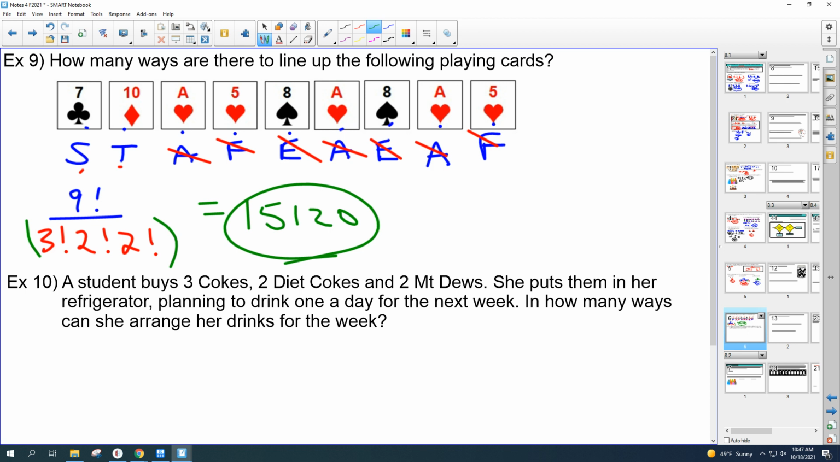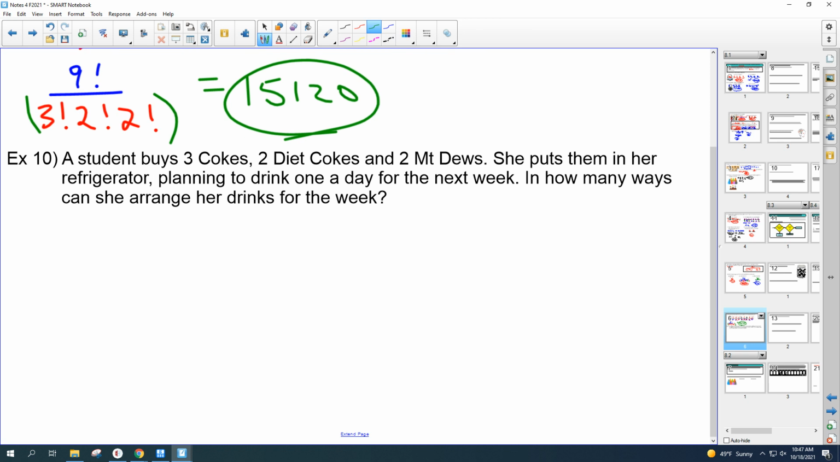Number 10, student buys 3 Cokes, 2 Diet Cokes, and 2 Mountain Dews. She puts them in a refrigerator, planning to drink 1 a day for the next week. In how many ways can she arrange her drinks for the week? Think about it. Coke, Coke, Coke, Diet, Diet, Mountain Dew, Mountain Dew. Those 3 Cokes are indistinguishable items. You can shuffle those 3 cans of Coke and you're not going to know which one's which. It doesn't matter. This is the same exact question.